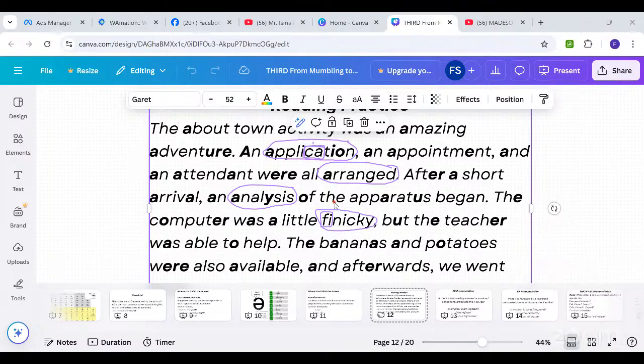Okay, Madam Mary, please read the passage. The about town activity was an amazing adventure. An application, an appointment, and an attendant were all arranged. After a short arrival, an analysis of the apparatus began. The computer was a little freaking, but the teacher was able to help. The bananas and potatoes were also available, and afterwards we went.